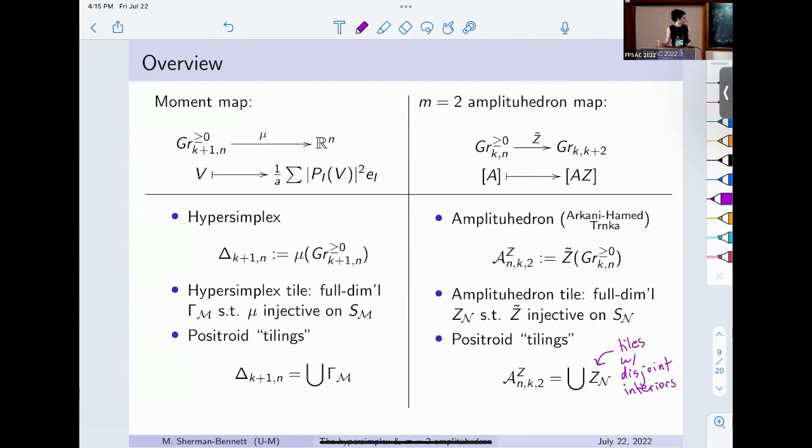Okay, and again, I can just blindly make exactly an analogous definition on the hypersimplex side. A positroid tiling of the hypersimplex is some decomposition into tiles with disjoint interiors.